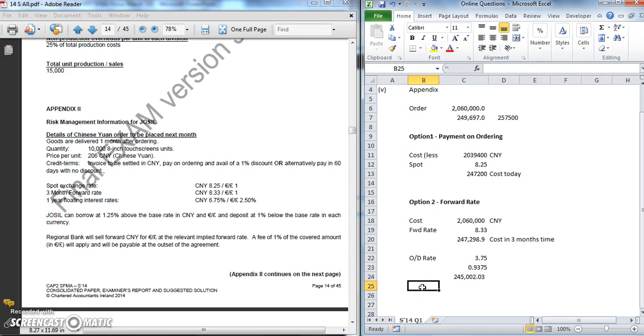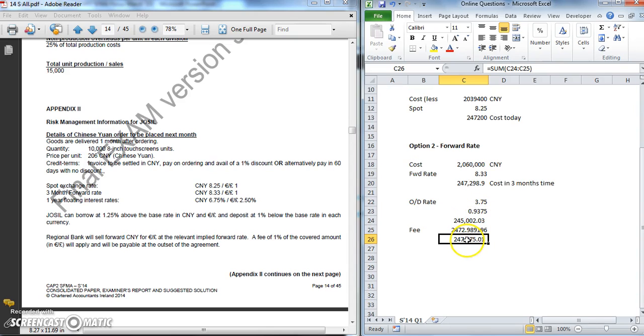As well as that, do not forget there is a fee. So again, always read the full question. To take that forward contract, a fee of 1% of the covered amount is also payable. So 1% of, we are covering this amount, because remember that's the forward in 3 months' time. So plus this times 0.01. That means our total cost for the forward is 247,475.